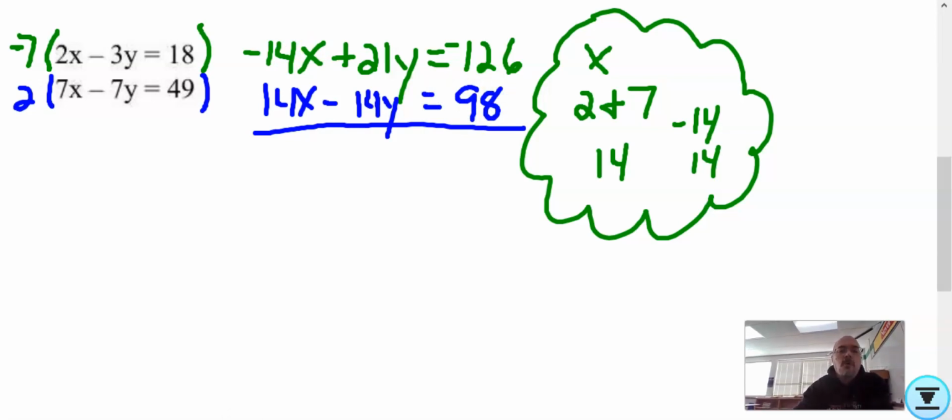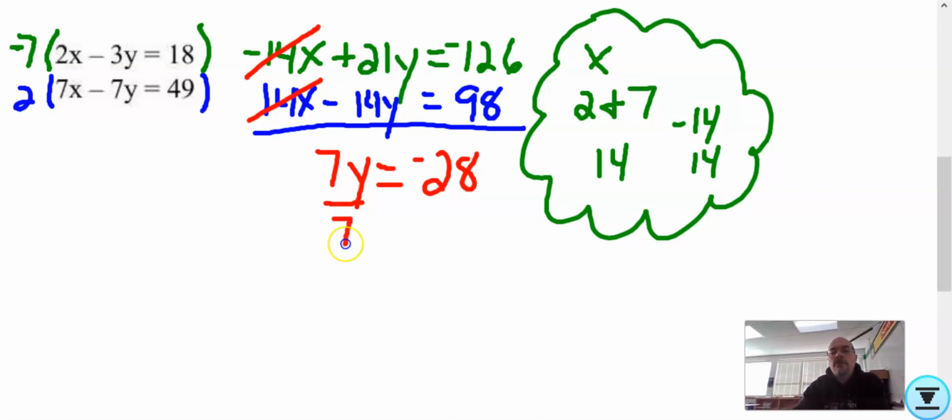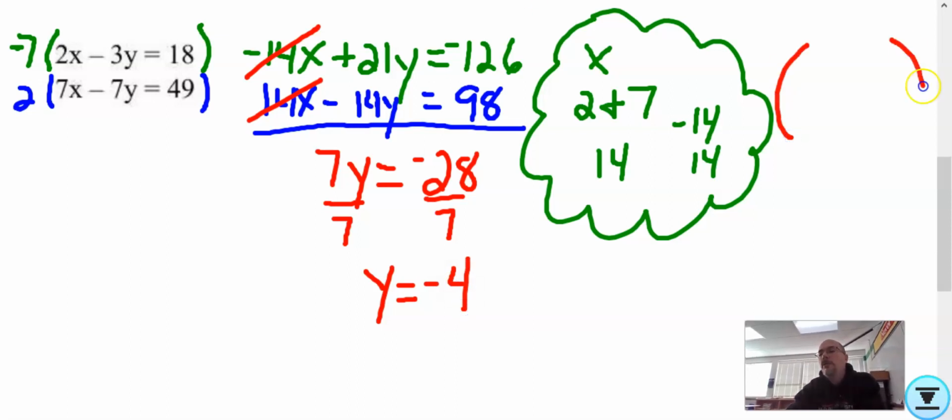Okay, so the x's eliminate, and then the y's, when I put those together, is going to be positive 7y equals, I can do that in my head. Negative 126 plus 98 is going to be negative 28. Then I'm going to do my algebra, and I find out that the y value is negative 4.